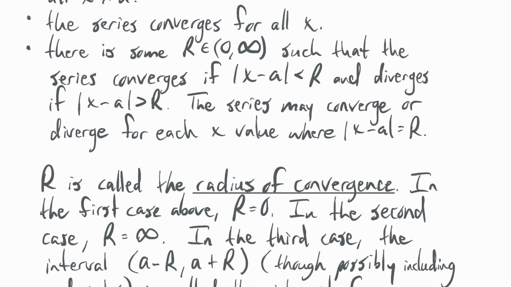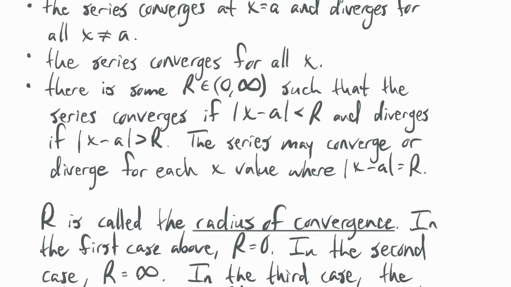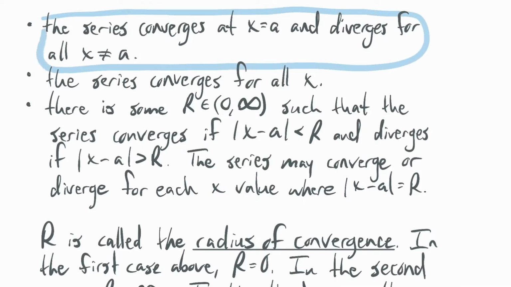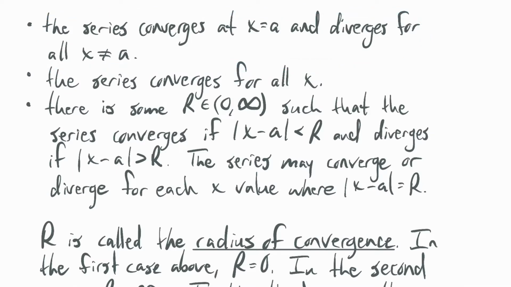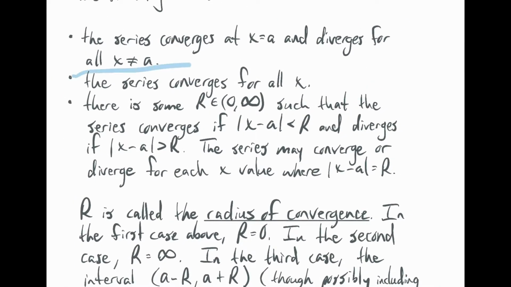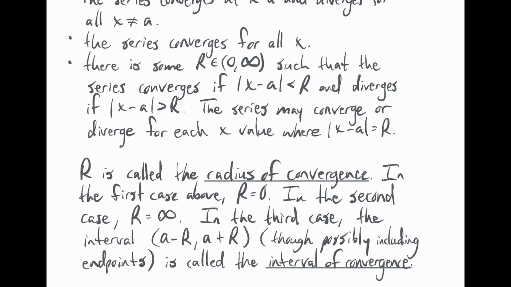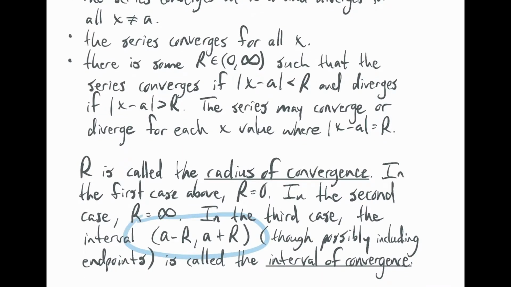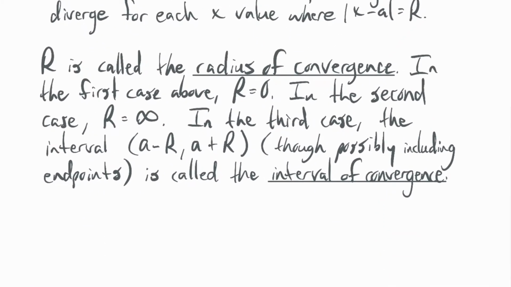So, r is called the radius of convergence. In the first case, and by that I mean in this first case, not the example we had, r is called 0. The radius is 0. And you don't really even have an interval because the radius is 0. In the second case, r is infinity, which is what we had in the example that we did. In the third case, the interval is given by a minus r to a plus r, though possibly including the endpoints. And in this case, this is called the interval of convergence.